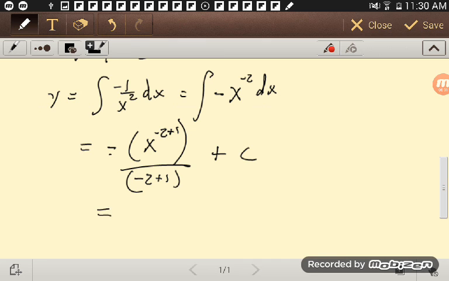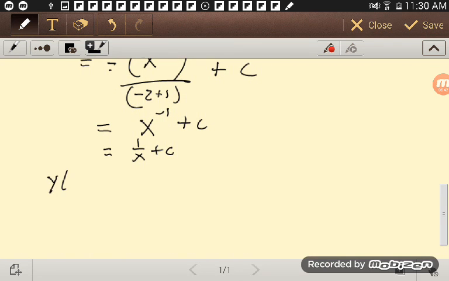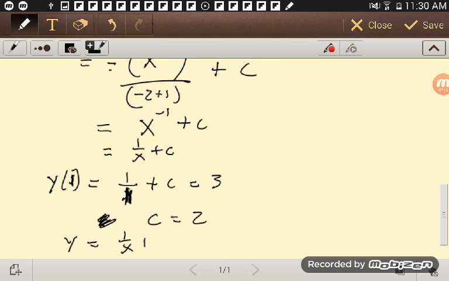So this is just positive x to the negative 1 plus c, or I could write it as 1 over x plus c. We're told that when x equals 1, so y of 1, which is equal to 1 over 1 plus c, we should get 3, in which case c is equal to 2. Which means our function is y equals 1 over x plus 2.